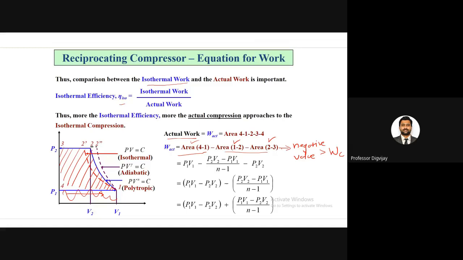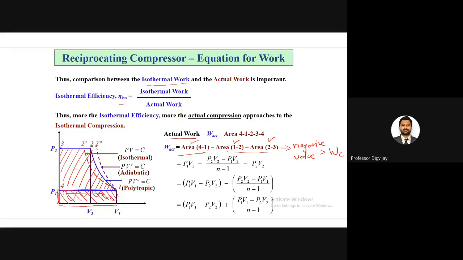Okay, now how to calculate this area 4 to 1? The area of 4 to 1 is nothing but this area. This area is area 4 to 1. This is simply the area of a rectangle. This will be given as P1 into V1. One side, as you can see here, is P1. Another side will be V1. So P1 into V1 will be the area of the rectangle.